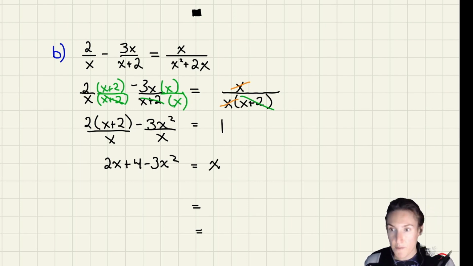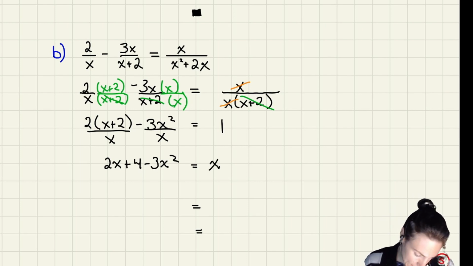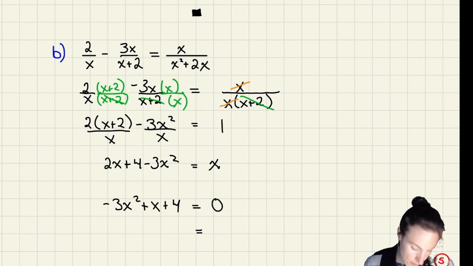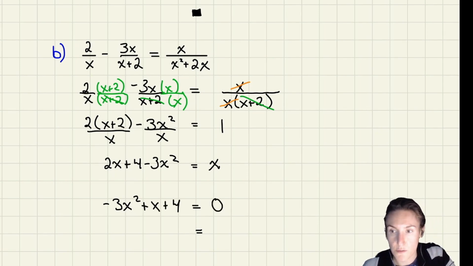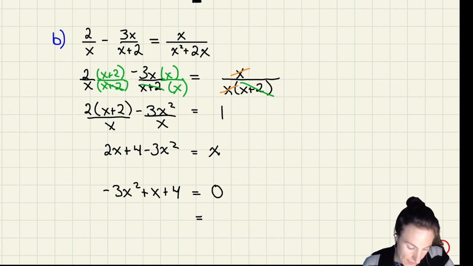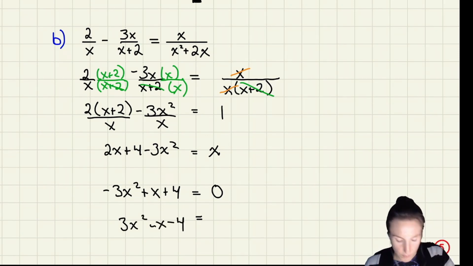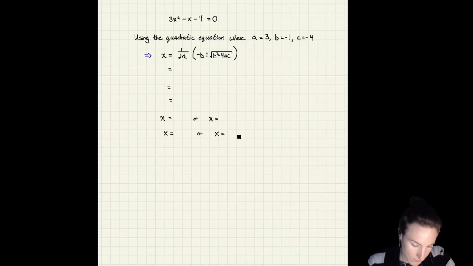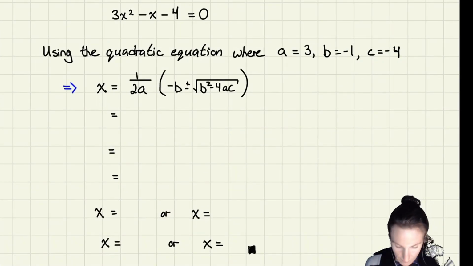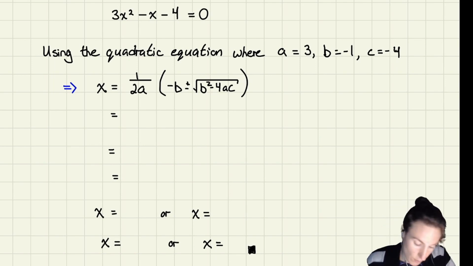And now I'm going to bring everything to one side to write it as a quadratic equation. So I have a 3x squared plus 2x. I'm bringing that 2 to the other side, so I have an x. And then I have a plus 4, and this is equal to 0. I can get rid of the negative out front of the x squared if I want to. I don't have to, but I usually prefer just having it positive there. And then I can put this into the quadratic equation.